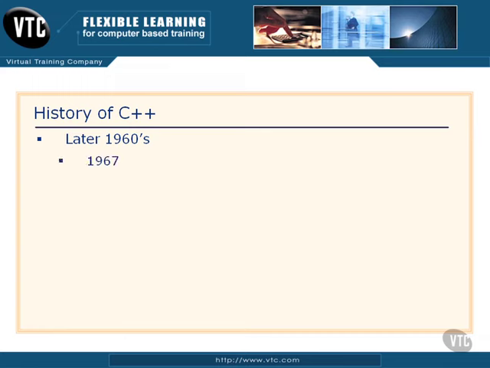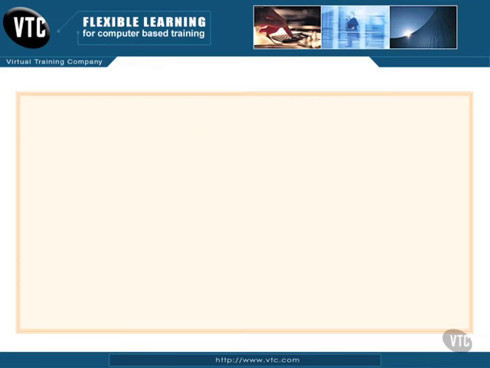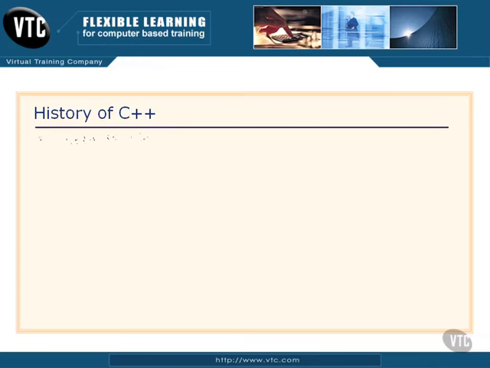Later in the 1960s, somewhere around 1967, a fellow named Martin Richards developed something called BCPL. This is the Basic Combined Programming Language, and what Martin did is simplified CPL and made it a little better, but it was still a fairly large, unwieldy, not horribly efficient language. But the evolution was on, and the technicians were learning more and more.